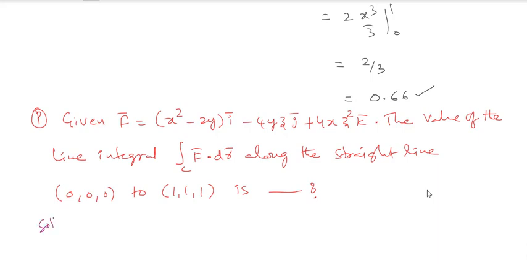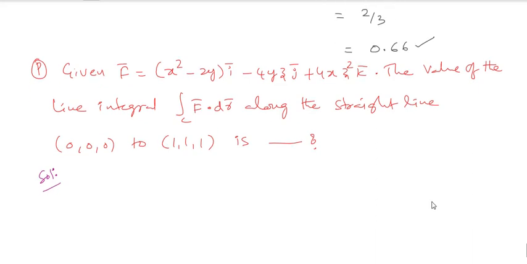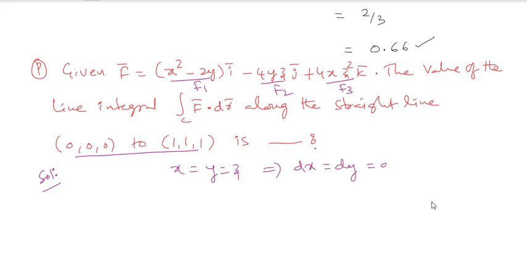This is the question, similar to your earlier two problems only. So for the given straight line, now they have given three things: f1, f2, and f3. Am I right or not? So from this C they gave 0, 0, 0 to 1, 1, 1. So directly you will have x is equal to y is equal to z, as in your earlier problem. From this you can have dx is equal to dy is equal to dz.